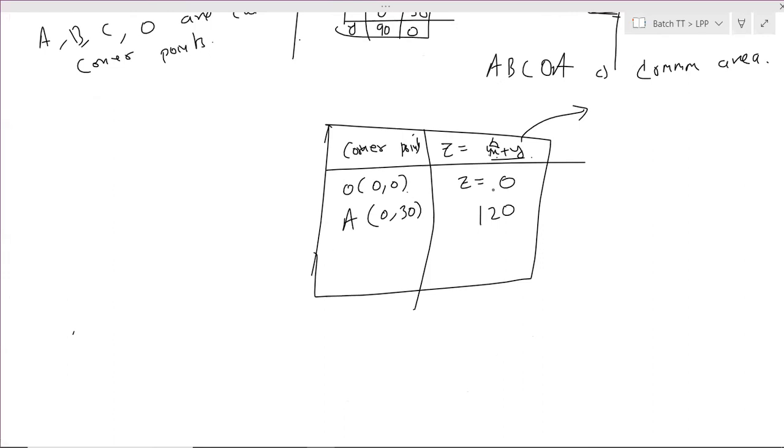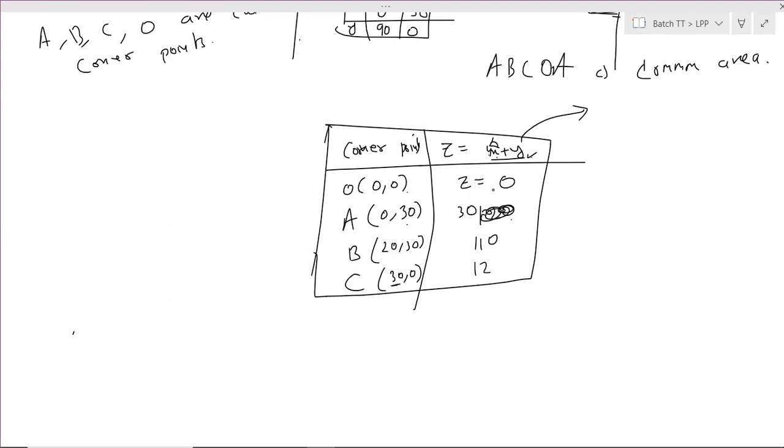Sorry, my bad. For A, x is 0 and y is 30, so z is 30. And what are the coordinates of B? We found 20, 30, so the value would be 4 times 20 plus 30, which is 110. And C is 30, 0. X is 30 here, so z is 120.